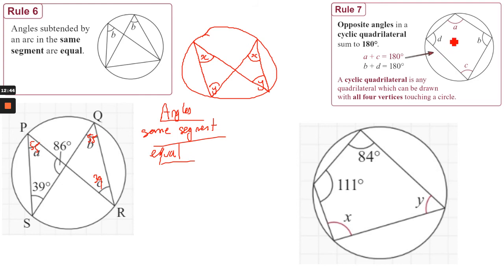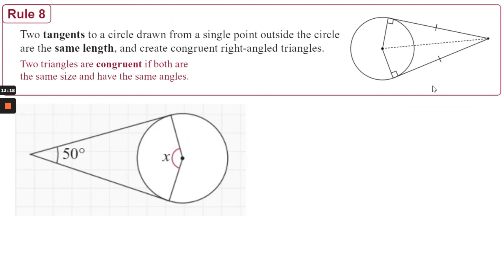This one again is fairly self-explanatory. If you have a circle and you have a quadrilateral, so a four-sided shape that touches all of the points of the circle, so the circumference of the circle, the opposite angles add up to 180. So if this one's 111, if you do 180 subtract 111, you've got 69 degrees. And then if this one's at 84, so 180 subtract 84, this one is 96 degrees. So again, that one's fairly straightforward. The opposite angles in a cyclic quadrilateral add up to 180.